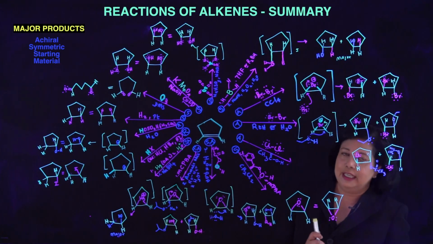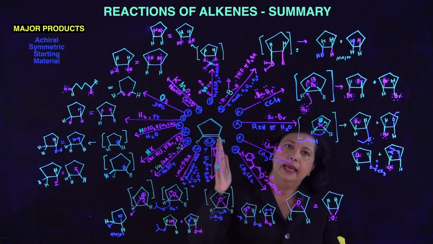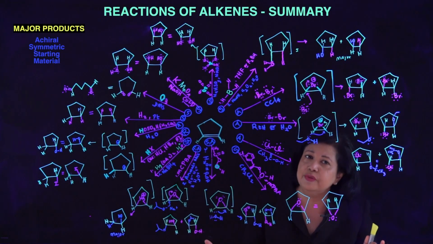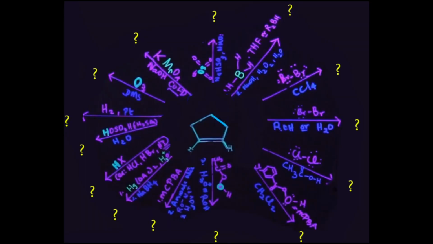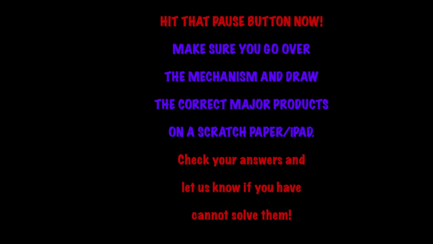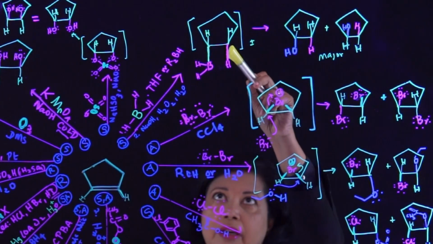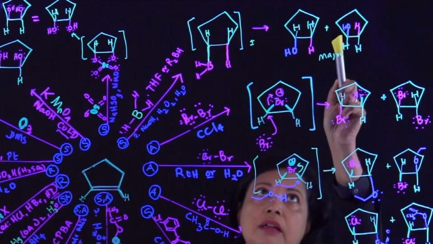So let's see what happens if we have an achiral and symmetric starting material. Would that make a difference? Let's look at it. Here's a BH3 that goes on here and then gets oxidized here, and you get an alcohol.